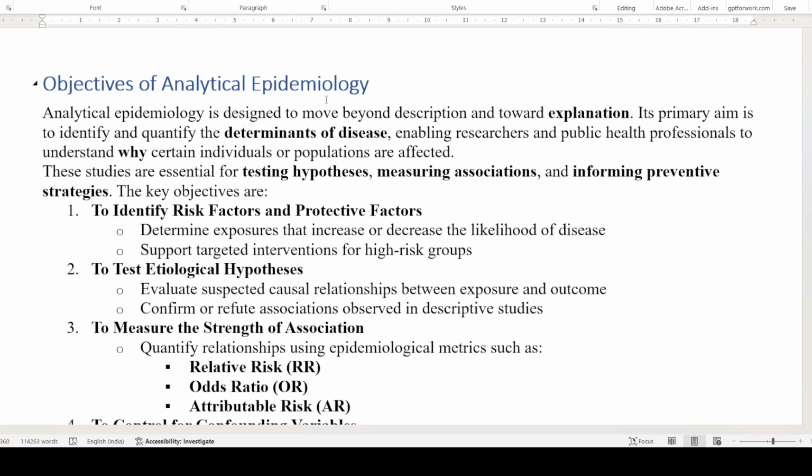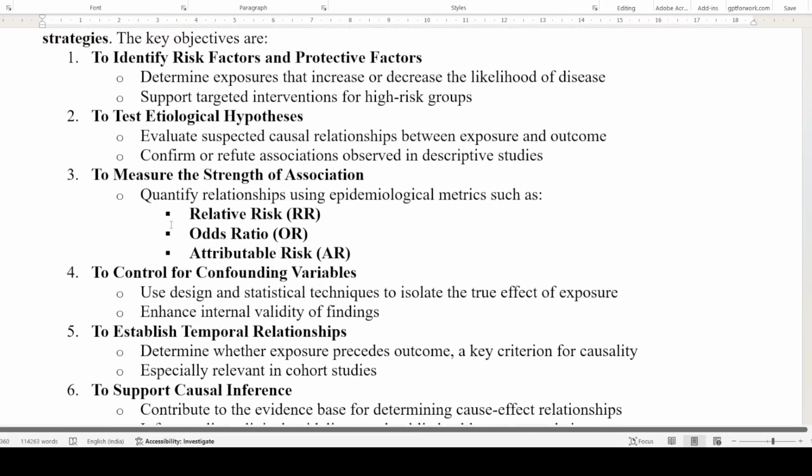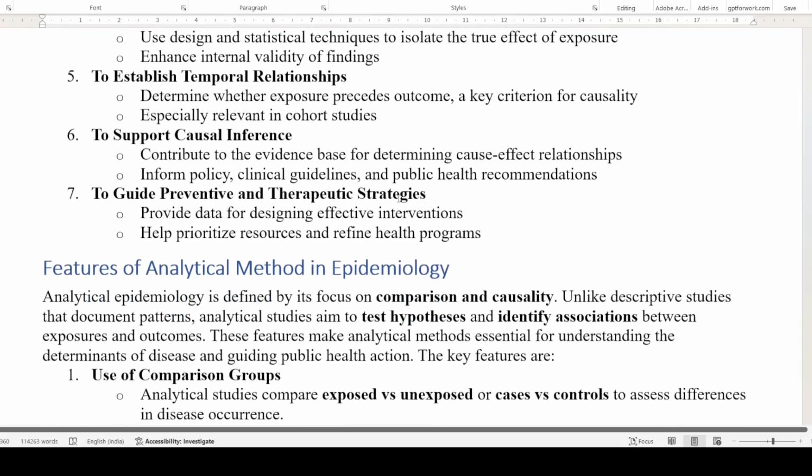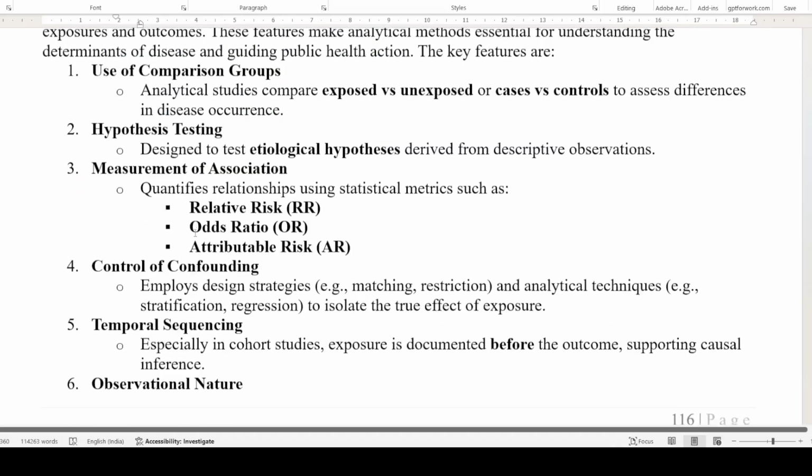So here come the key objectives: we are identifying the risk factors, testing the etiological hypothesis, measuring the strength of association, controlling the variables, establishing temporal relationships, supporting the causal inference, and guiding preventive and therapeutic strategies. What are the features?